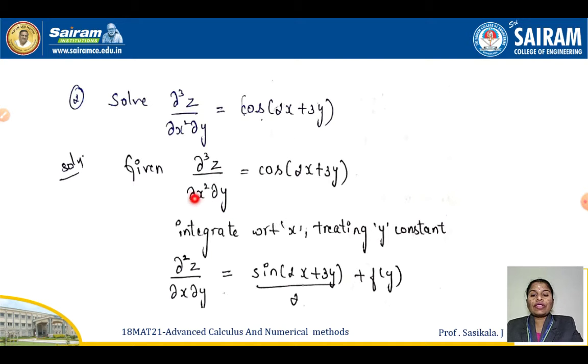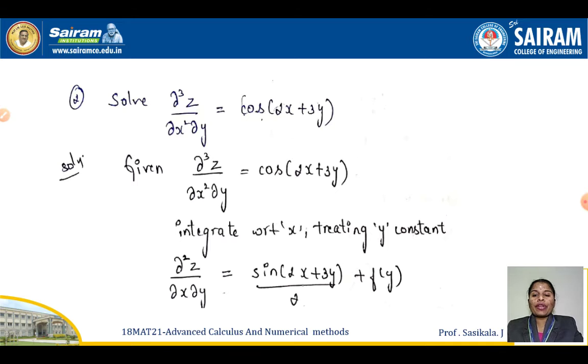So integrate with respect to x, treating y as a constant. So I'll get ∂²z/∂x∂y equal to sin(2x+3y), divided by 2 from the 2x, plus the constant. What is your constant here? y is a constant, an arbitrary function. You have to add f(y).